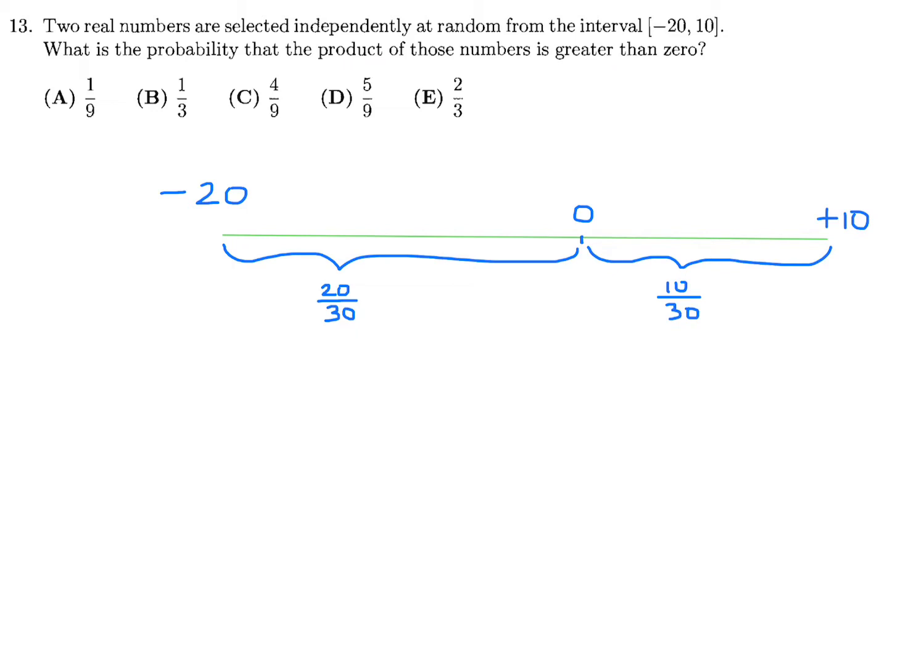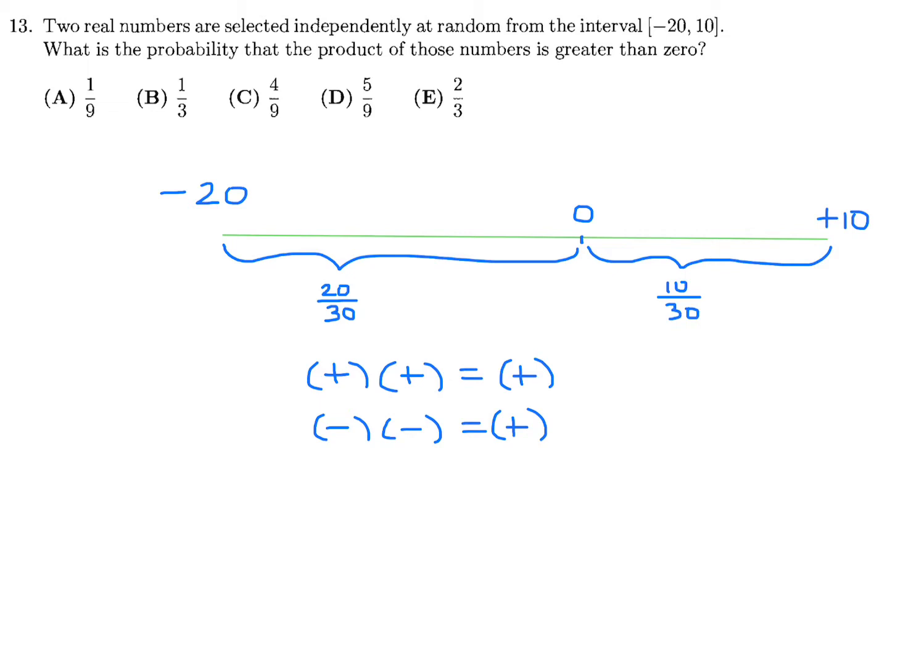Now, if you take two numbers at random, their product will be greater than 0 in the following scenarios. Two numbers have a product that's positive if they are both positive. Of course, positive times a positive equals positive. Or if they are both negative, then that would also result in a positive. So we want the probability of these two scenarios, and then we can add them.